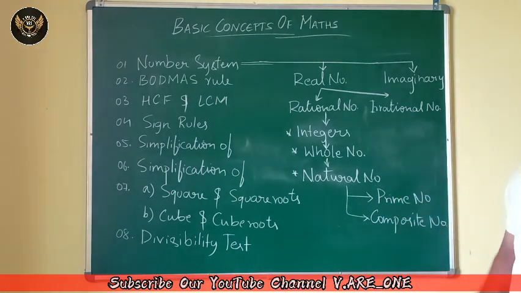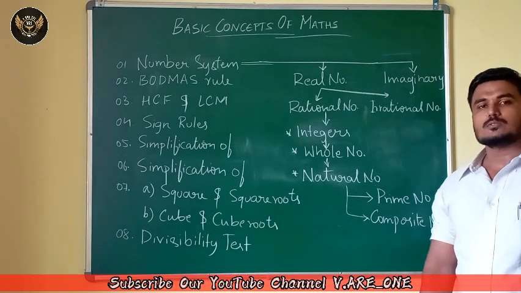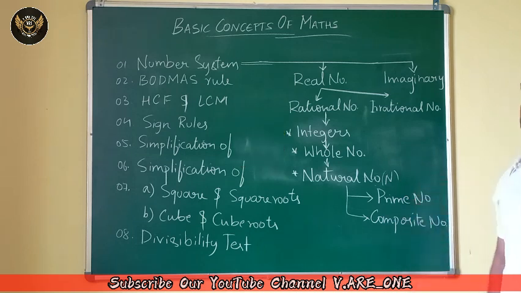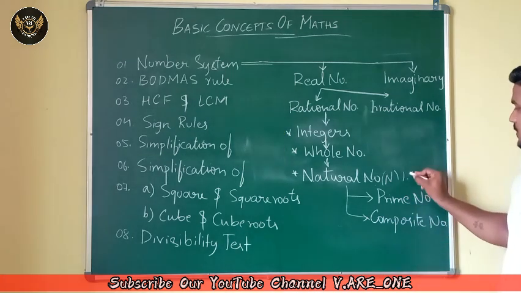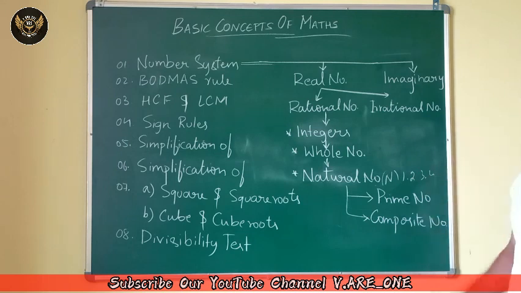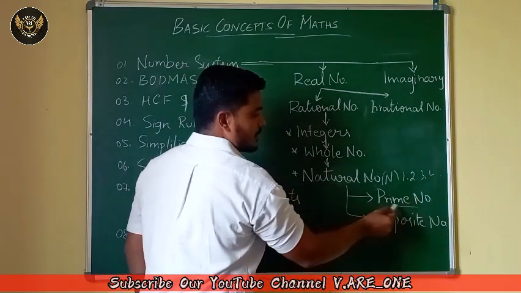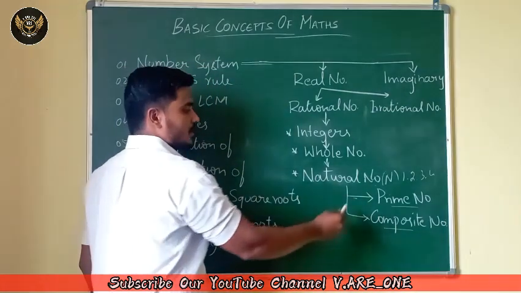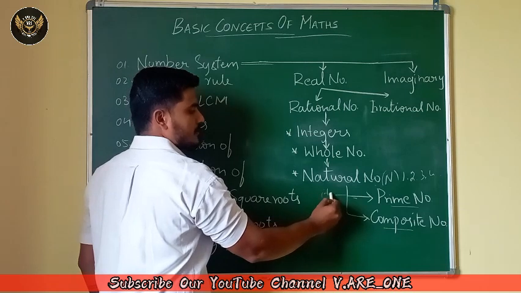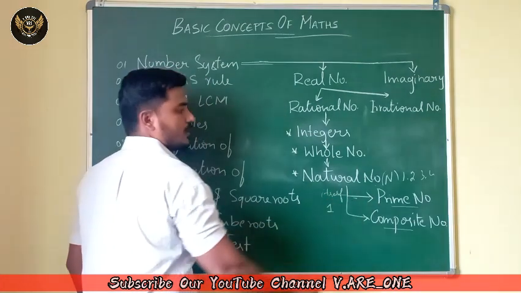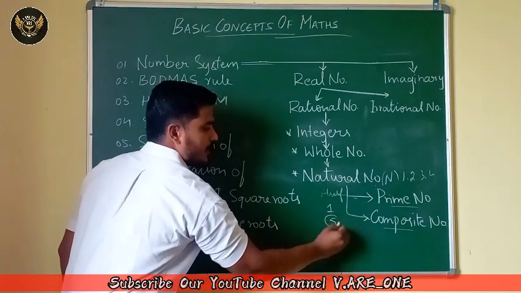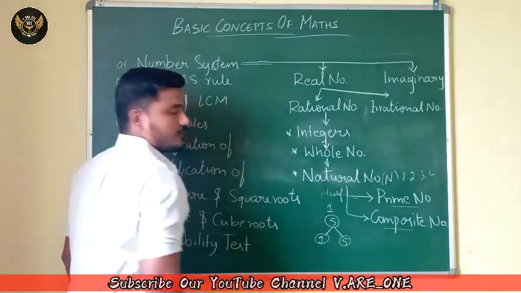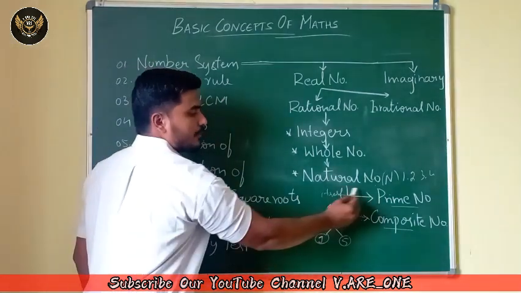What are natural numbers? Natural numbers are the numbers which are used for counting. They are denoted by the capital letter N, and the numbers are 1, 2, 3, 4, etc. They are classified into prime numbers and composite numbers. What are prime numbers? Prime numbers are the numbers which are divisible only by itself and 1. For example, 5. 5 is divisible by 1 and itself. It does not have any other factors, so it is called a prime number.